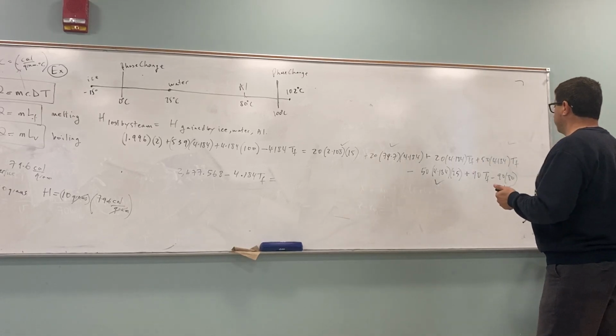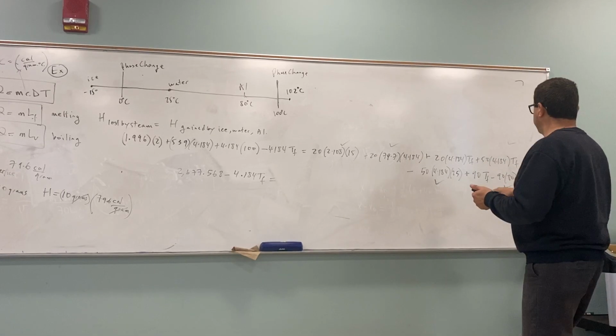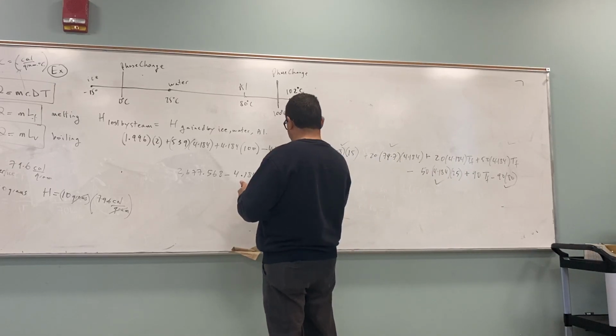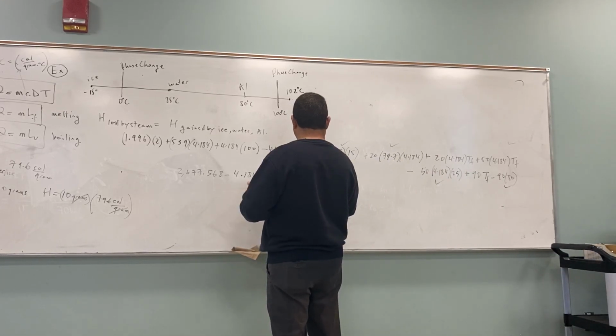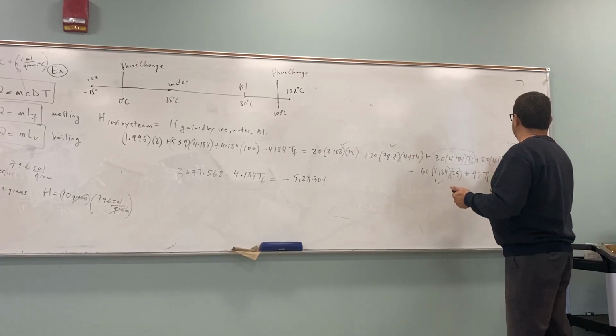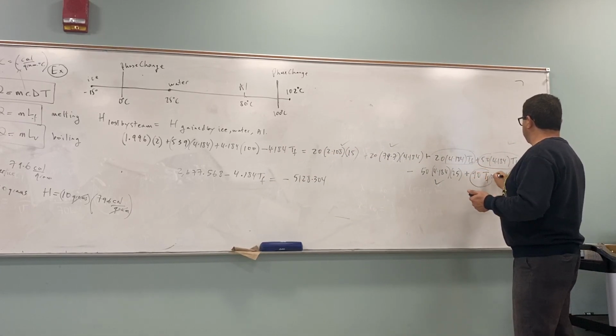Oh, that came out negative, huh? This one, these numbers were bigger. So it came out negative: 51284.304. Okay, now we combine this, and this, you see.